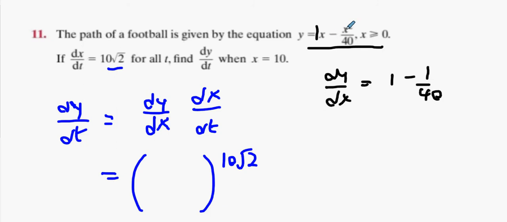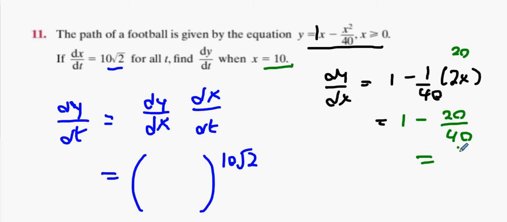Now obviously you differentiate x squared. 2x. Okay, and what do you get then? What's the value of x in this question? 10. So what's 1 minus, that's going to be 20 over 40. 1 minus 20 over 40 is a half. Is that right with you guys? So what's a half of 10 root 2? A half of 10 root 2, lads? 5 root 2. And you're done. Who got 5 root 2? Alright. Happy days. Alright, we'll have a look at 13 now.